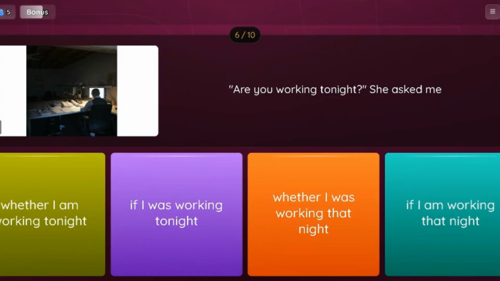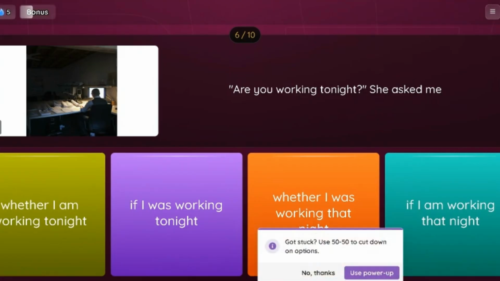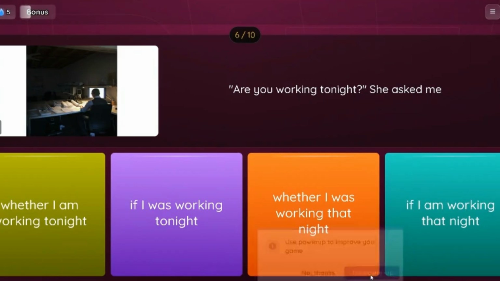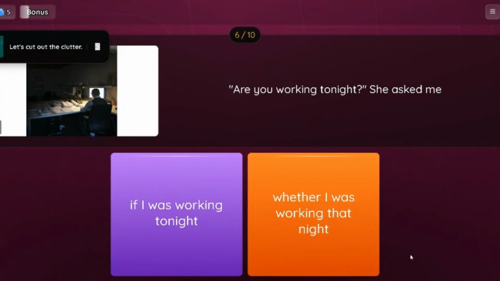Again, it's the same question type. Are you working tonight? It's a yes/no question, so I have to use if. She asked me if I was working tonight. Remove the question form. If or whether. If I was working tonight, or that night.